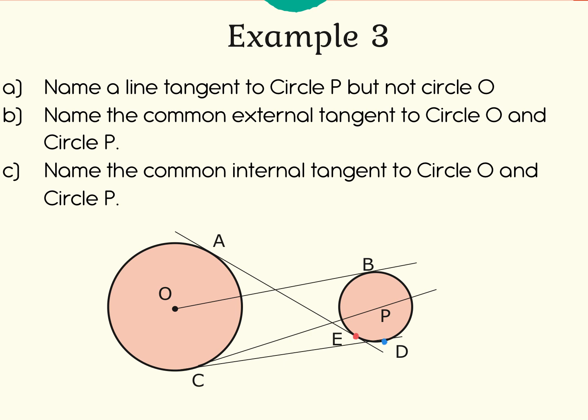Remember what tangent is. It touches the circle at one point. William, what is it? It's a line. I need a name of a line. You need to tell me a line. Okay? What's tangent to circle P, but not circle O? You guys should be looking at it. Ava?